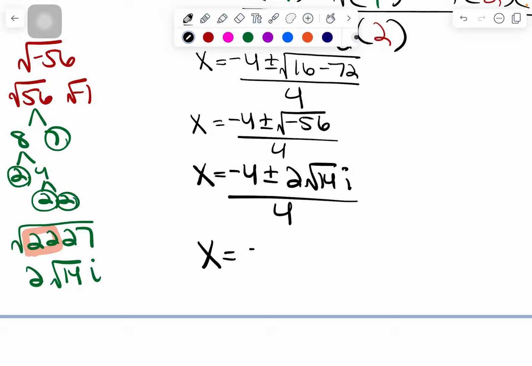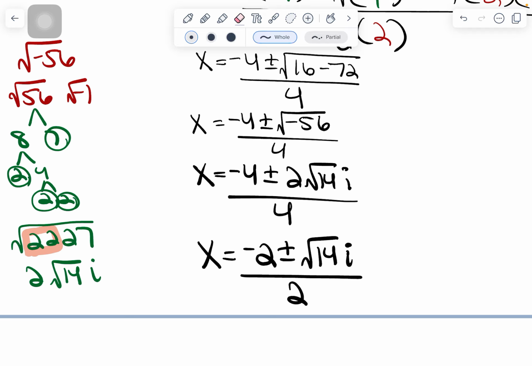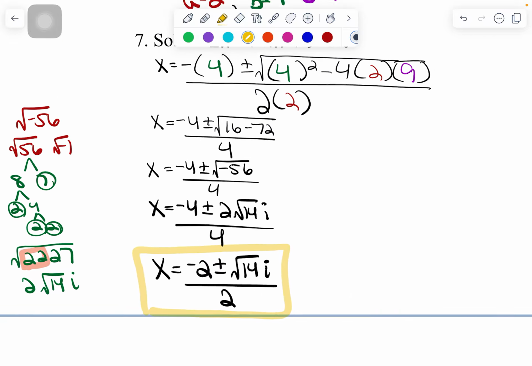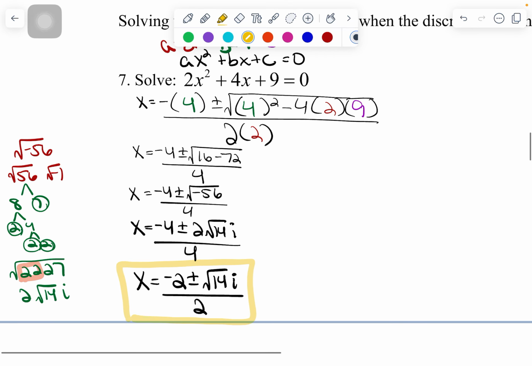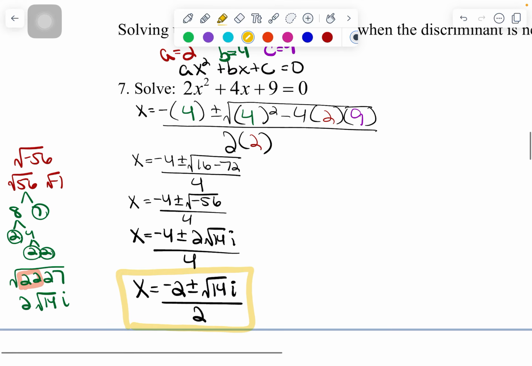So negative 4 divided by 2 is negative 2, plus or minus 2 divided by 2 is 1, so it's going to be root 14i. If you want to put the 1 there in front of the root 14, you can. And then 4 divided by 2 is 2. All right, all that hard work, and that is the exact answer for problem number 7. We solved using the quadratic formula, and we did create a problem that had an imaginary answer.